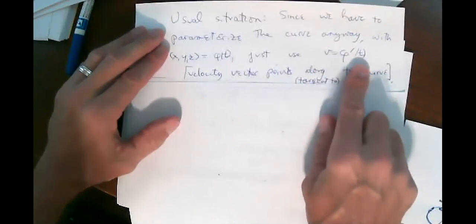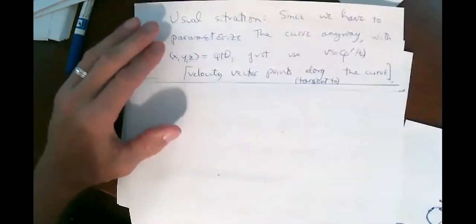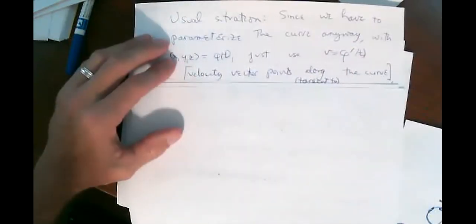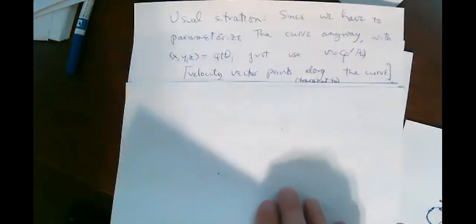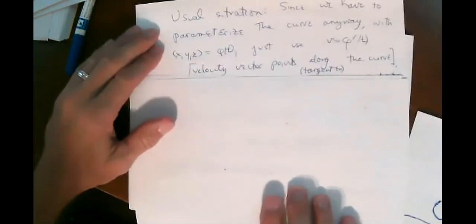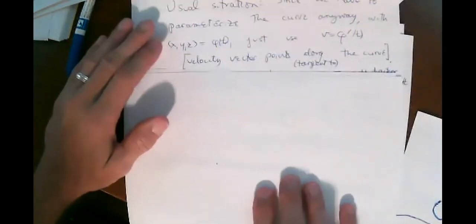Just use the velocity vector that goes with your particular parameterization. Of course, if your friend parameterizes the curve with a different parameterization, you guys will get different velocity vectors. But it won't affect the value of the integral, as you'll see in a few minutes.